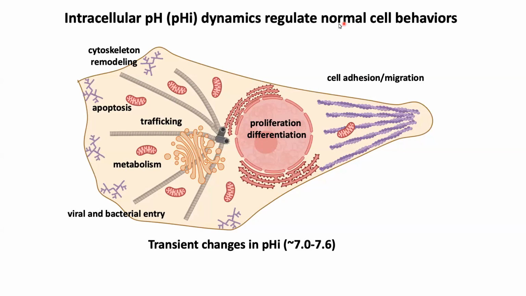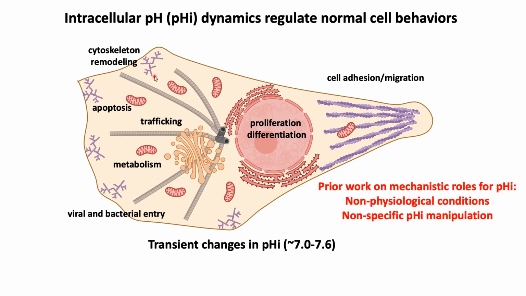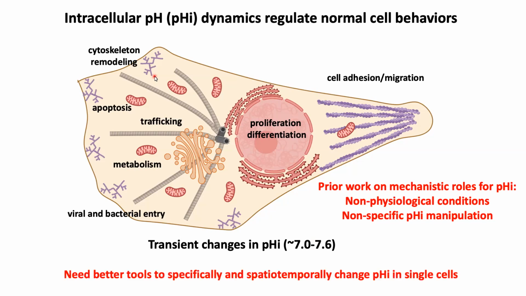Intracellular pH, or pHi, dynamics regulate normal cell behaviors. Transient changes in pHi on the order of 7.0 to 7.6 have been shown to be necessary or sufficient for diverse cell processes, including cell adhesion and migration, proliferation and differentiation, and cytoskeleton remodeling. However, many of the data supporting the role of pHi in these processes have been collected under non-physiological culture conditions and using non-specific pHi manipulation techniques. Thus, we need better tools to understand the role of pHi in regulating cell biology.